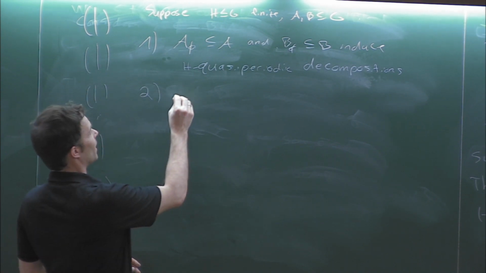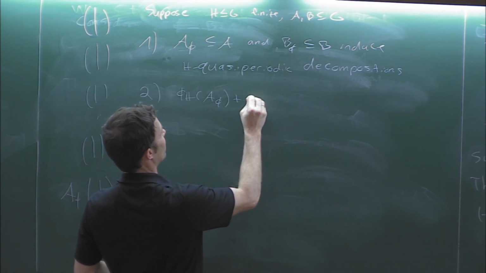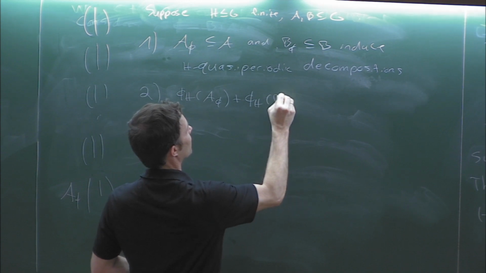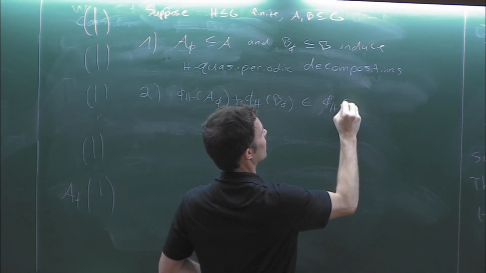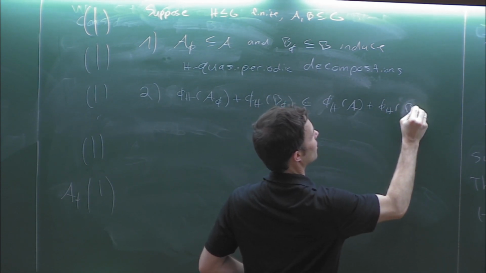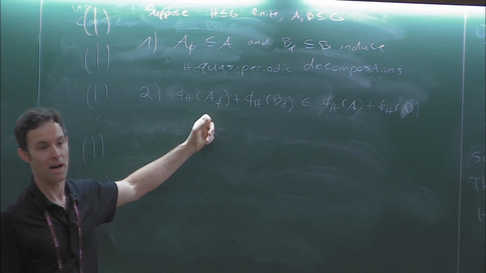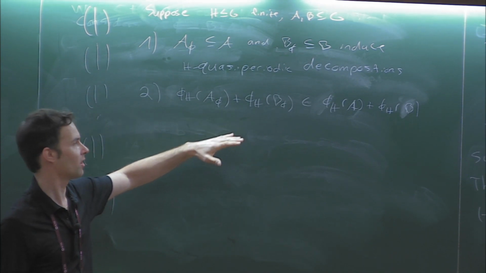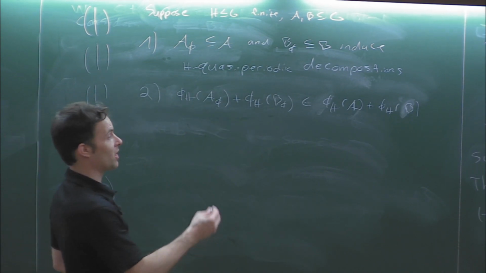Let's also assume that phi H of A naught and phi H of B naught are inside the sum set phi H of A plus B mod H. Technically, these are sets, but there's only one element in each modulo H, because each is contained inside an H coset, so this is really one element. It is a unique expression element.